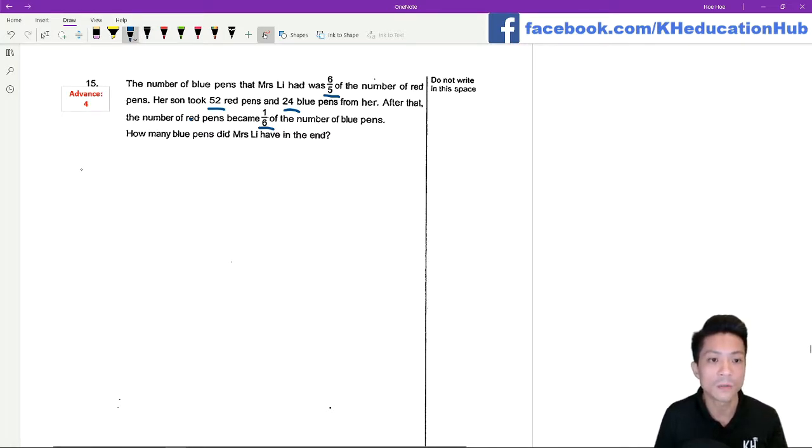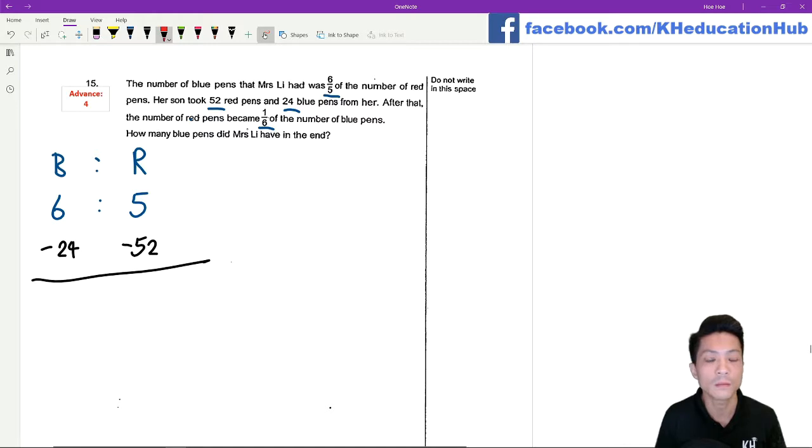Let us write down the ratio of the number of blue is to red. The number of blue pens that Mrs. Lee had was 6, so this would be 6:5. Okay, her son took 52 red, so I will minus 52 and 24 blue.